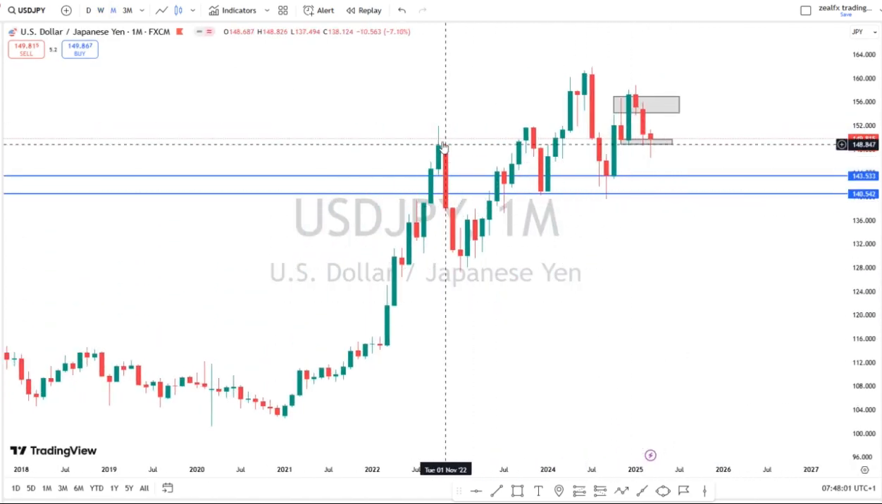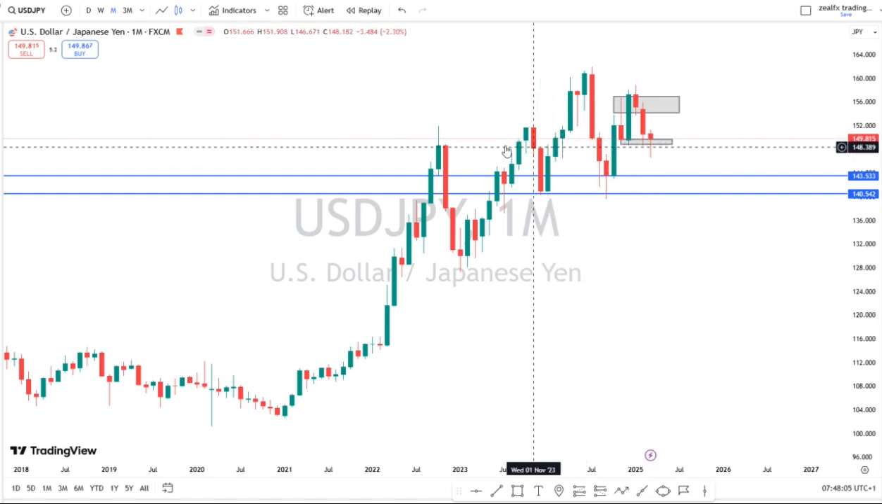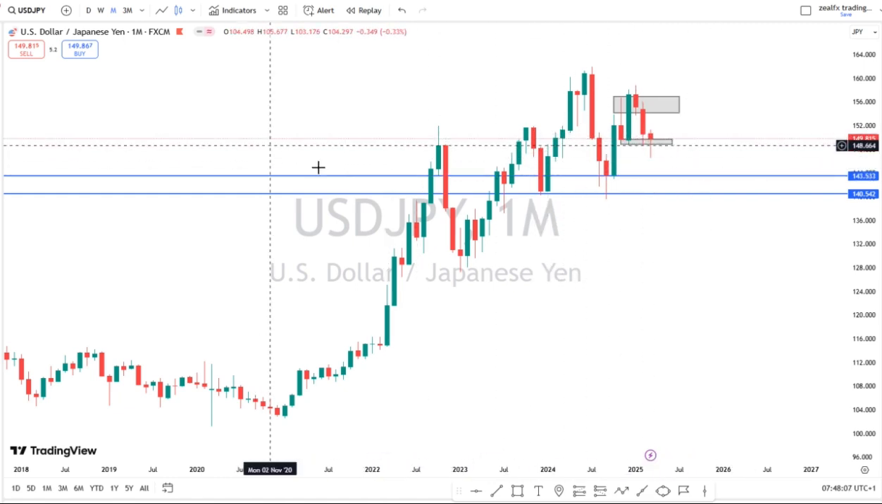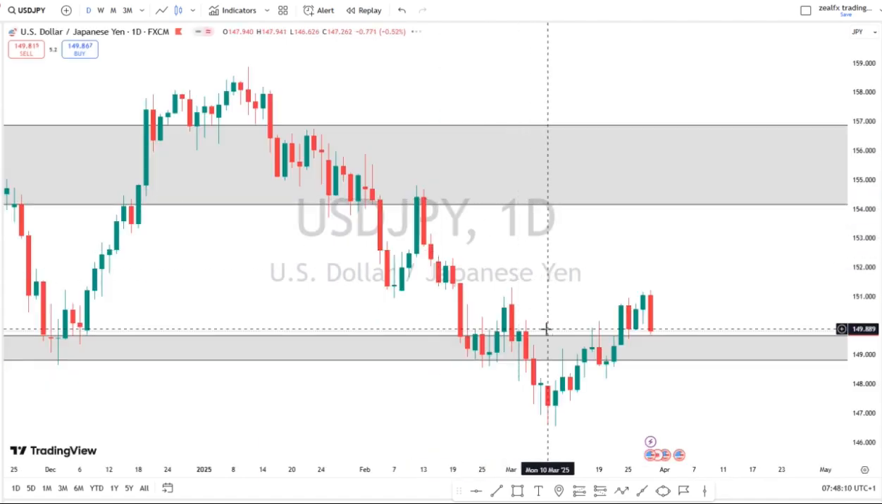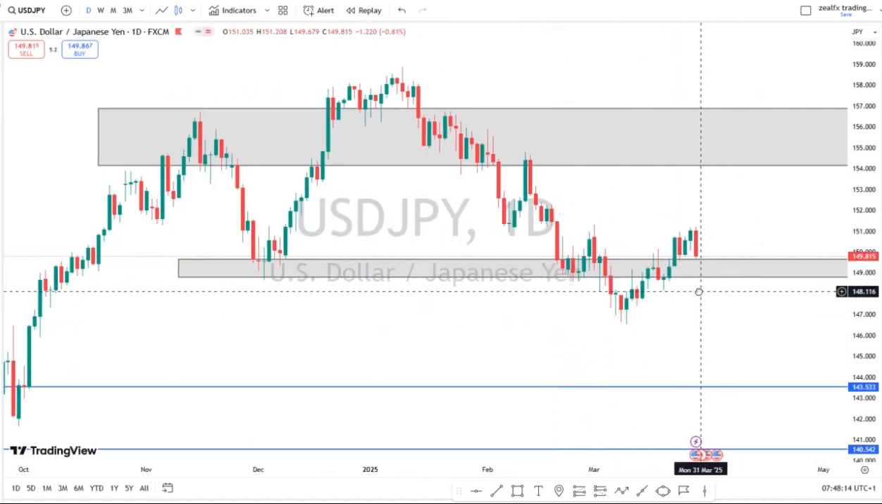USDJPY on the monthly chart, price is on the resistance level. So we expect price to close on the monthly chart before we can make any further decision on the USDJPY. So this week we'll be staying neutral on USDJPY until we see a possible direction this coming week.